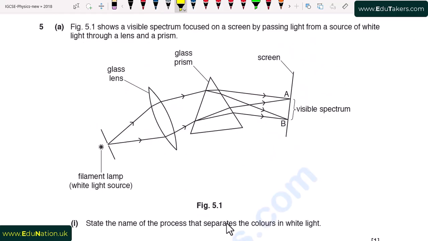Question number 5, part A. Figure 5.1 shows a visible spectrum focused on a screen by passing light from a source of white light through a lens and prism. Here in figure 5.1 we can see that there is a source of white light, and this light first passes through the lens and then the glass prism, and then it is focused on the screen at 2 points A and B.